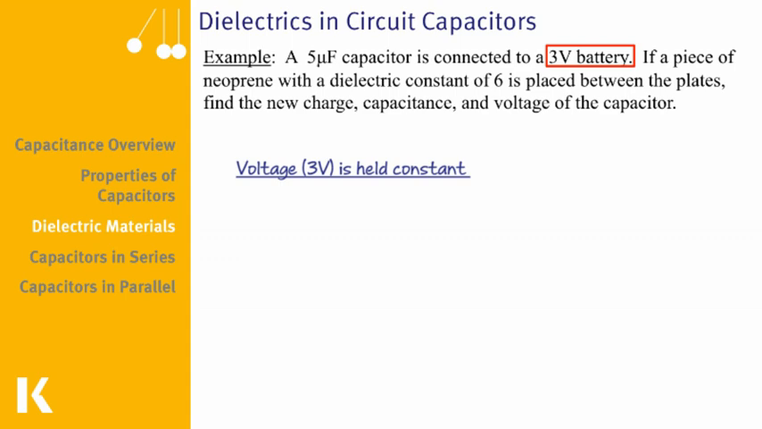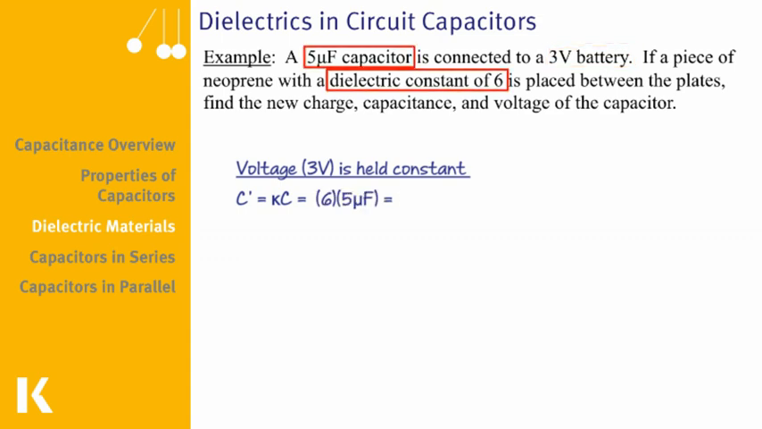Next, you're going to want to figure out how charge and capacitance change once the dielectric has been added in. We can use the formula C prime equals kappa C. Substituting in our values, the new capacitance will be approximately 30 microfarads. Okay, so that's capacitance. Now for charge. Using the equation Q prime equals C prime times V, and substituting in our new capacitance and voltage, we get about 90 microcoulombs of charge. And that's it, because we have our three answers. The charge, 90 microcoulombs, the capacitance, 30 microfarads, and the voltage, a constant 3 volts.